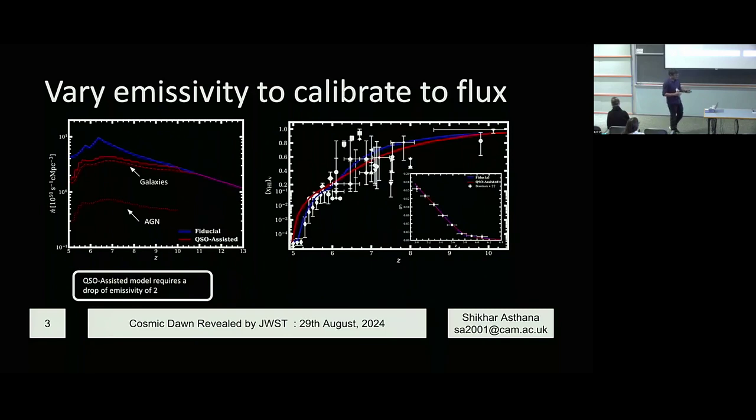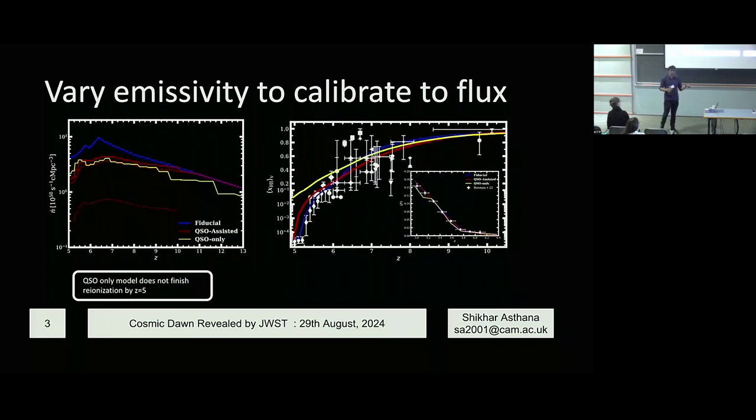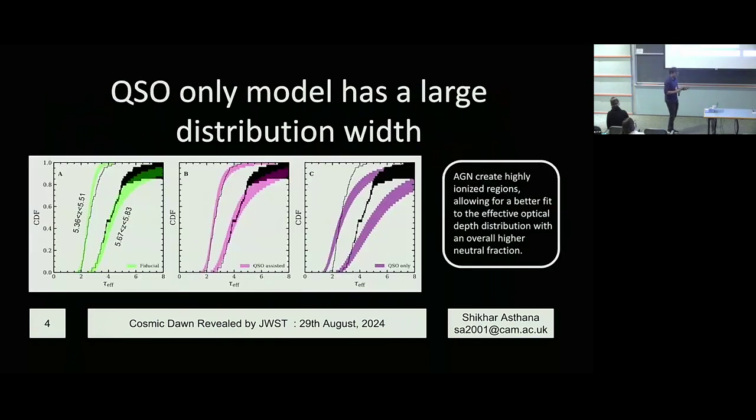Lastly, we have one final model in which all the ionizing emissivity is from QSOs. Again, the mean flux fits the points, and you can see that the reionization history doesn't really end by redshift 5, which might be interesting. So we have these three models. They're all calibrated to the same quantity, but there are clearly some differences. Are these differences major enough that we can rule out any model? The answer is sort of yes.